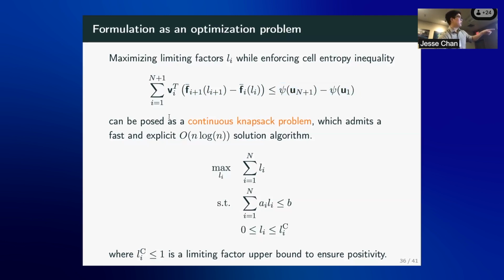And if we translate that into an algebraic program, this actually looks like a continuous knapsack problem from optimization, linear programming. So you want to maximize the sum of these limiting factors to make it so that limiting factors are as close to 1 as possible, such that we have one single inequality constraint, which is equivalent to this entropy condition that we're enforcing here. And then we have some box constraints on our limiting factors, where we can choose this upper bound to be an upper bound on the limiting factor that is necessary to ensure positivity. So basically, the limiting factor has to be small enough so that we ensure positivity, and then we try and maximize it to ensure cell entropy inequality. We can solve this efficiently with an order n log n algorithm that basically just involves a sorting of this coefficient vector a_i, which shows up here.